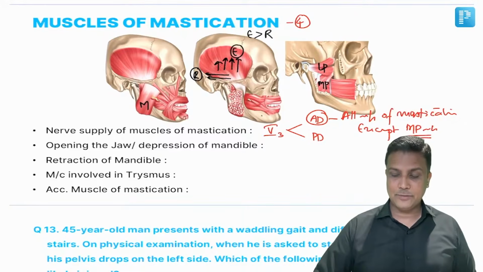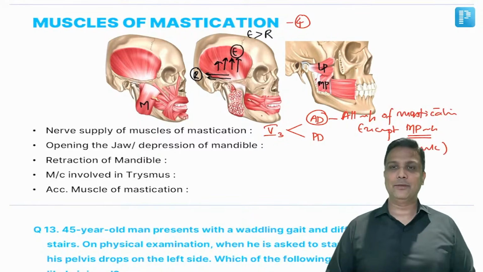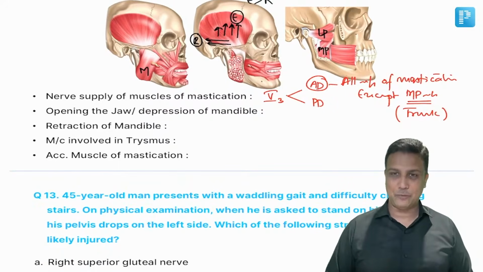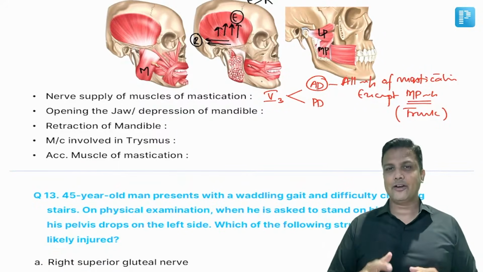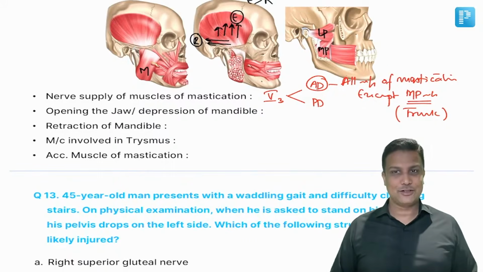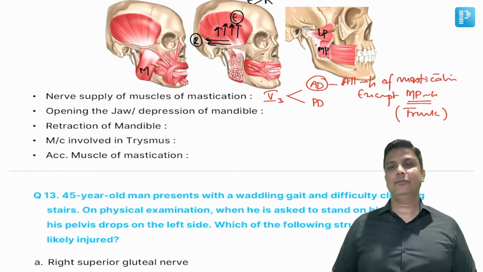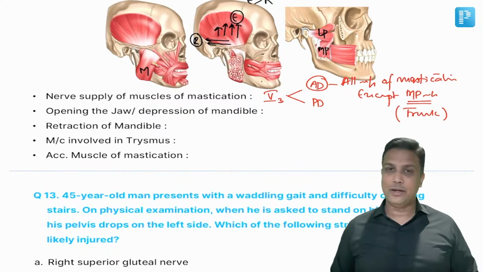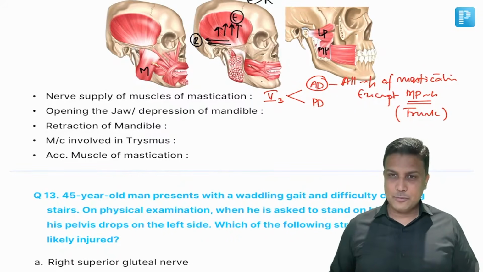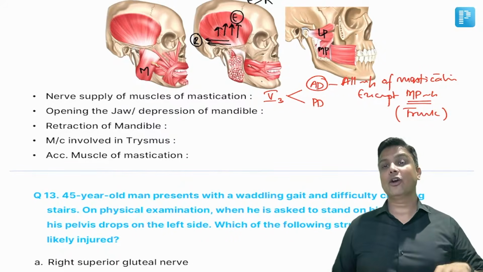And this medial pterygoid muscle is the one which will be getting a direct branch from the trunk of the mandibular nerve. That is something really, really important. I repeat again. The mandibular nerve will first have a trunk, and the trunk will divide into the anterior division and posterior division. The anterior division will be supplying all the muscles of mastication except for the medial pterygoid. Why? Because the medial pterygoid is the one which will be getting a direct branch from the trunk of the mandibular nerve.